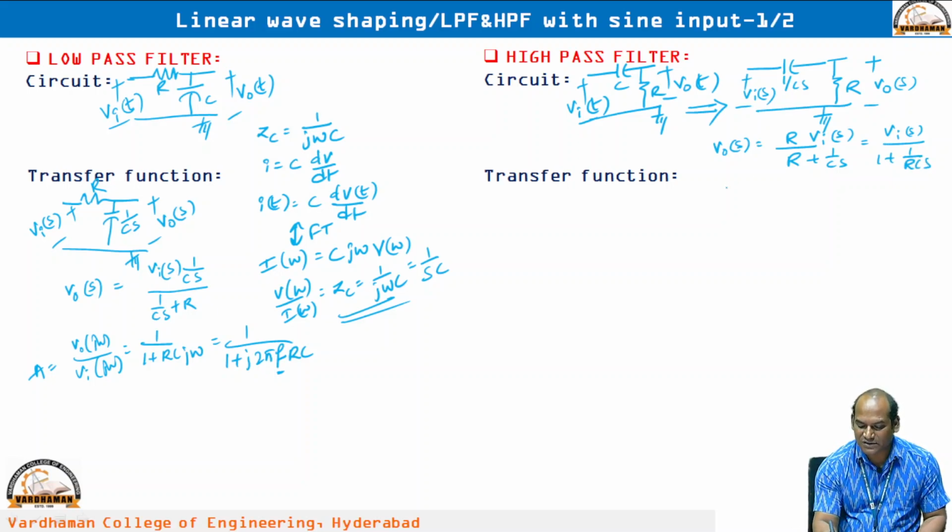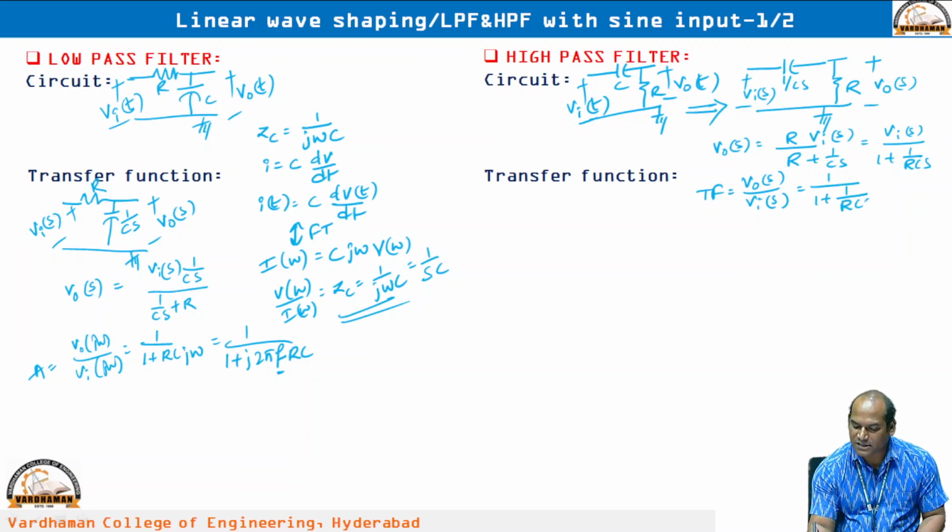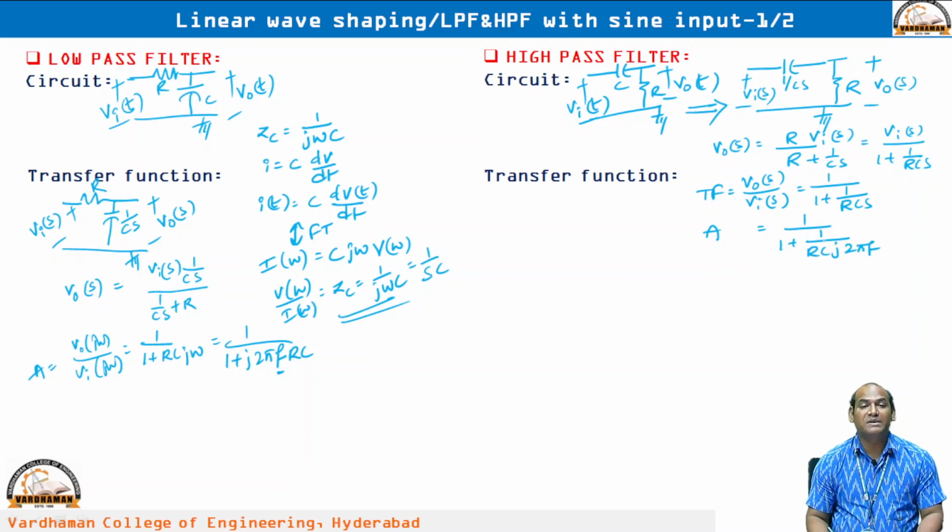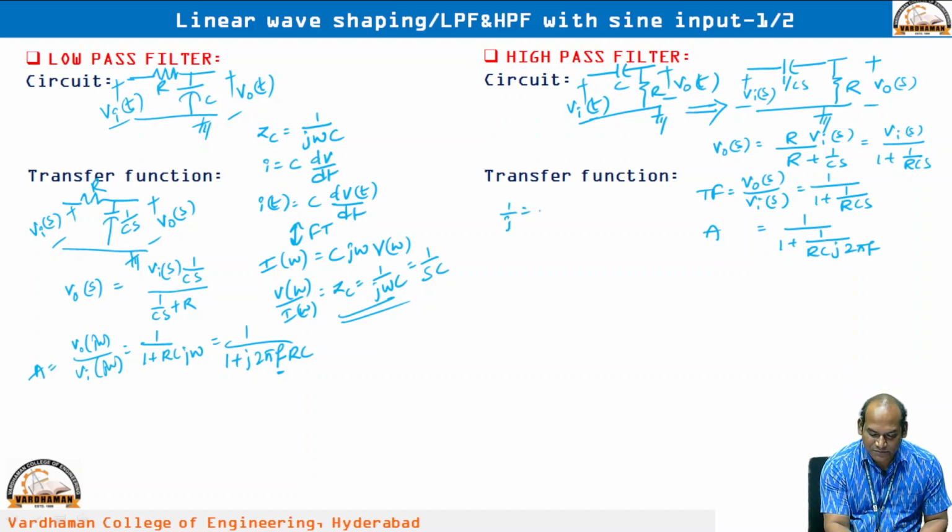Bring this Vi of S to the left side, you are getting the transfer function, that is equal to V naught of S by Vi of S, and this is equal to 1 by 1 plus 1 by RCS. Now, write in the frequency domain, that means S is equal to j omega you can consider. So, A is equal to, this itself is the gain as I said earlier. So, 1 by 1 plus 1 by RC, S is equal to j omega, omega means 2 pi f, and we know 1 by j is nothing but minus j. Okay, 1 by j is nothing but minus j.